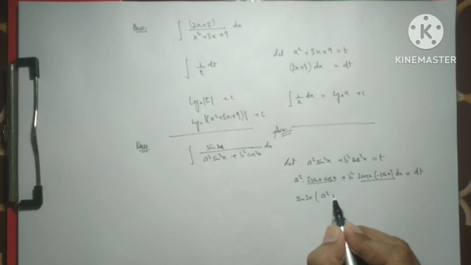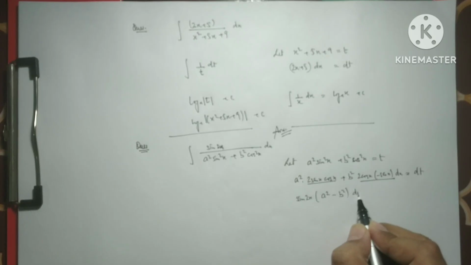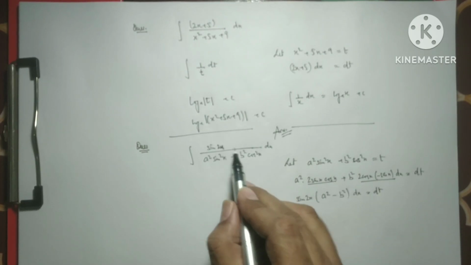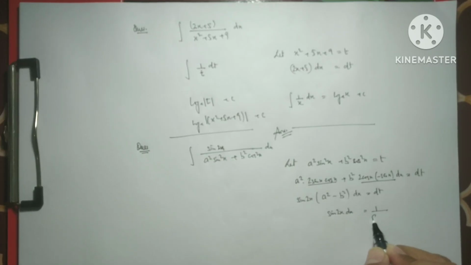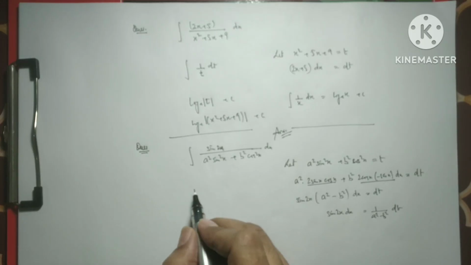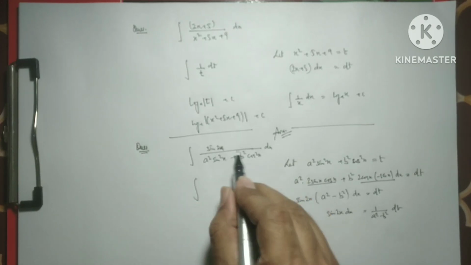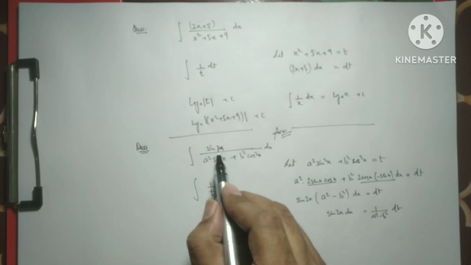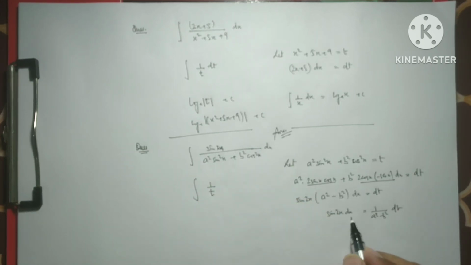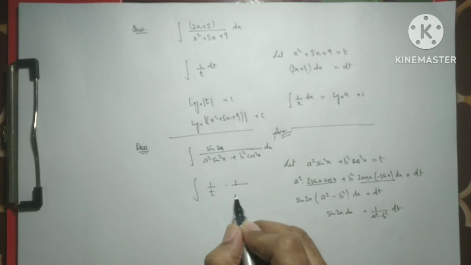get a square minus b square dx equals dt. So sin 2x dx is equivalent to 1 over a square minus b square dt. The denominator is t, so it is 1 over t, and the value of sin 2x dx is 1 over a square minus b square dt.